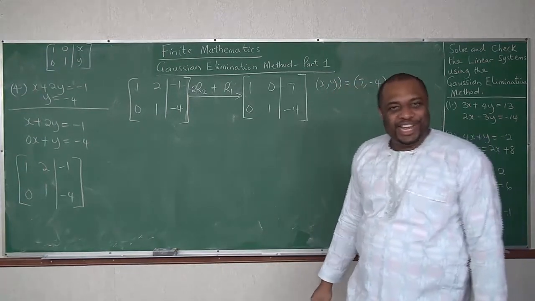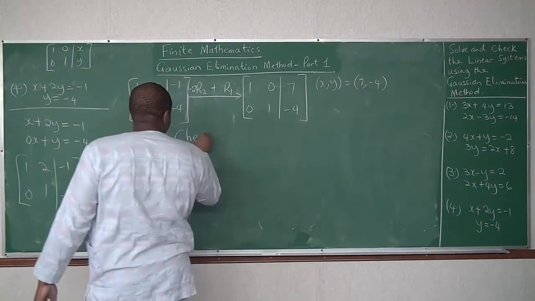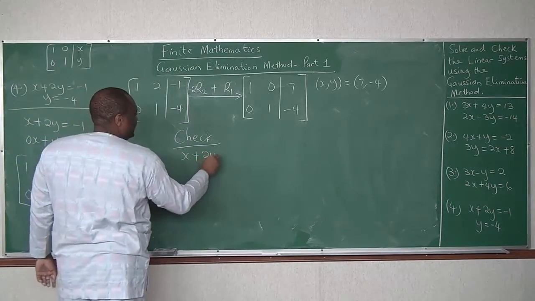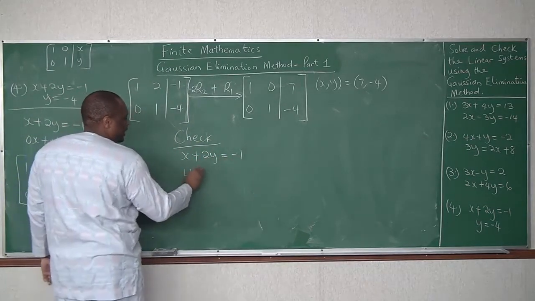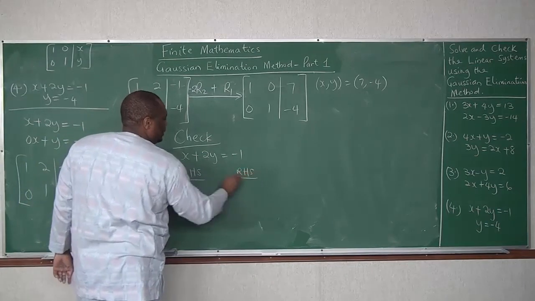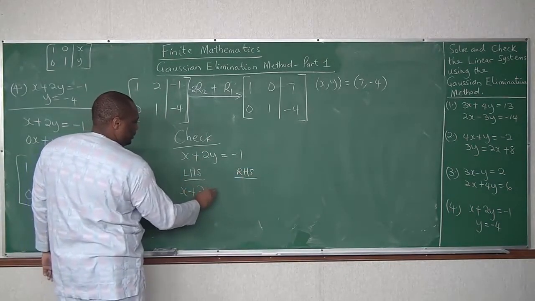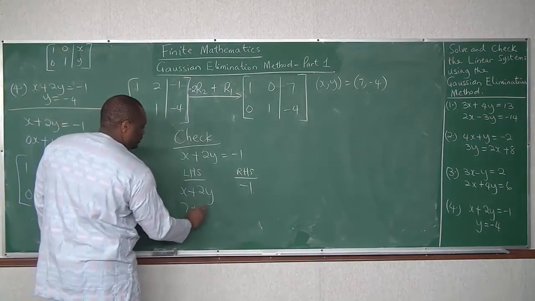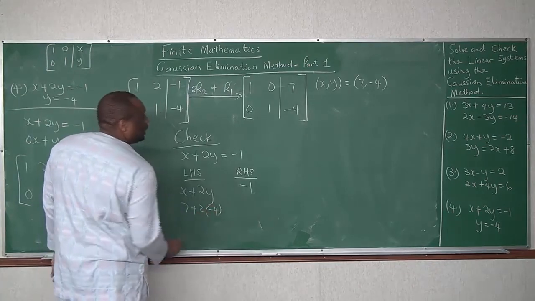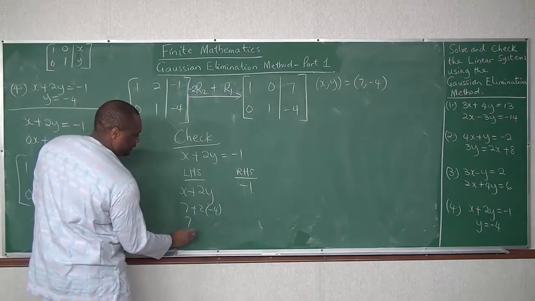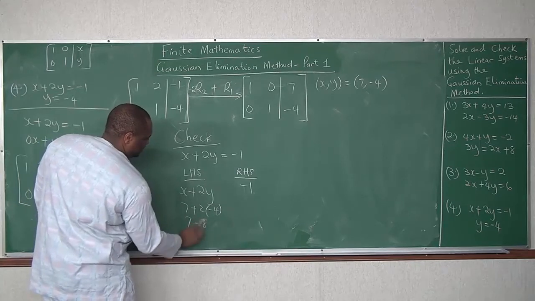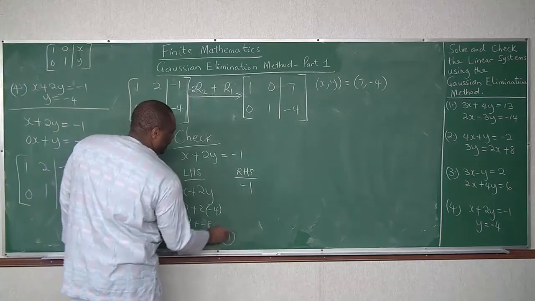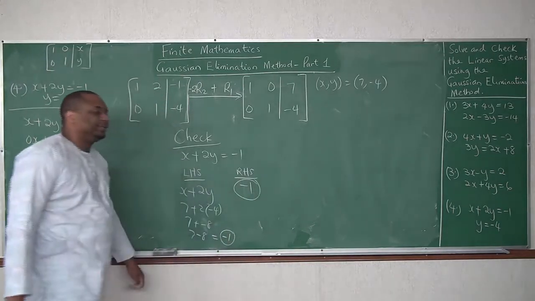Let us check our work with the main equation. First one, x plus 2y is negative 1. Left hand side, right hand side. So this is x plus 2y, and this is negative 1. Our x is 7 plus 2 times negative 4. So this is 7 minus 8, which is negative 1. Negative 1 on the left, negative 1 on the right.